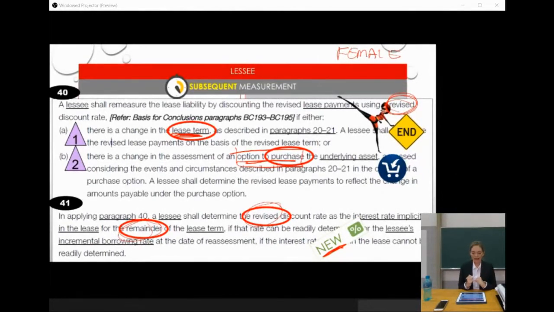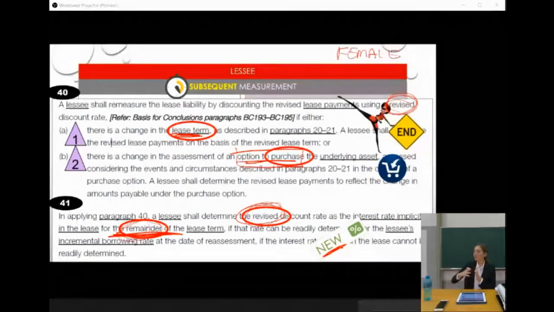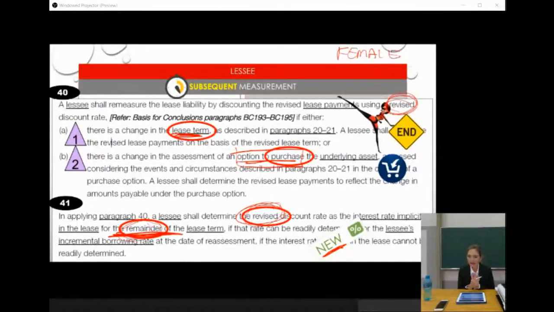So that's why we use a revised discount rate, and we do it only over the remainder of the lease term. On the date when we change our minds, we say, okay, how much time is left in this lease? Then we use the new rate over that remainder period of the lease term and calculate what the lease liability should be. So that's our female readjustment, where we use the new rate. Let's quickly check the questions.